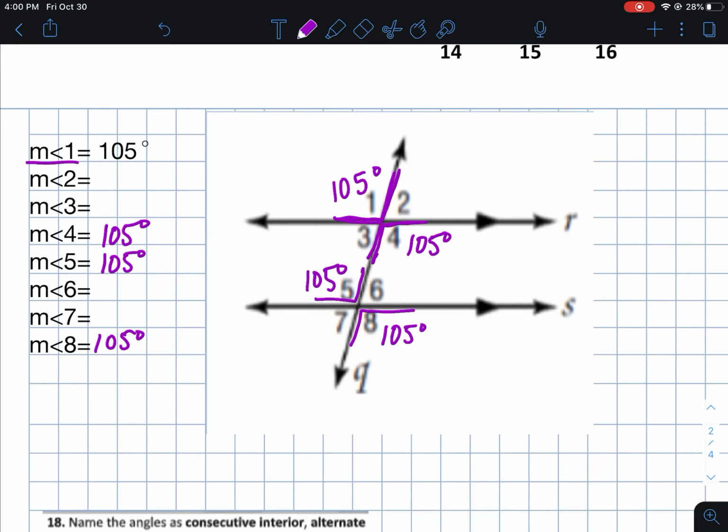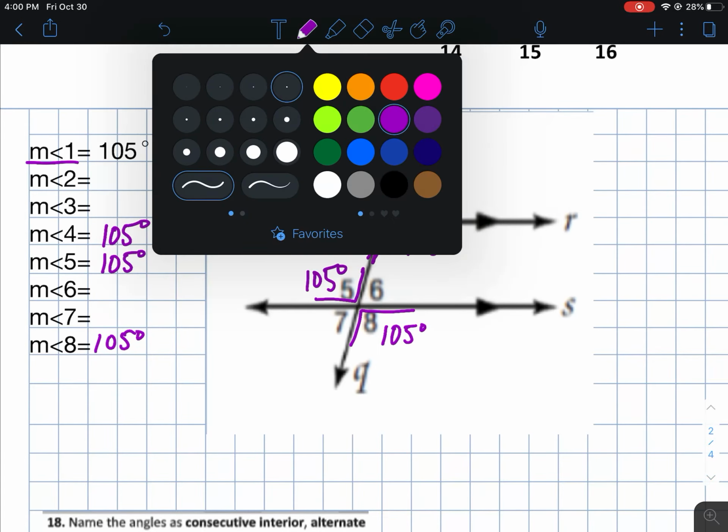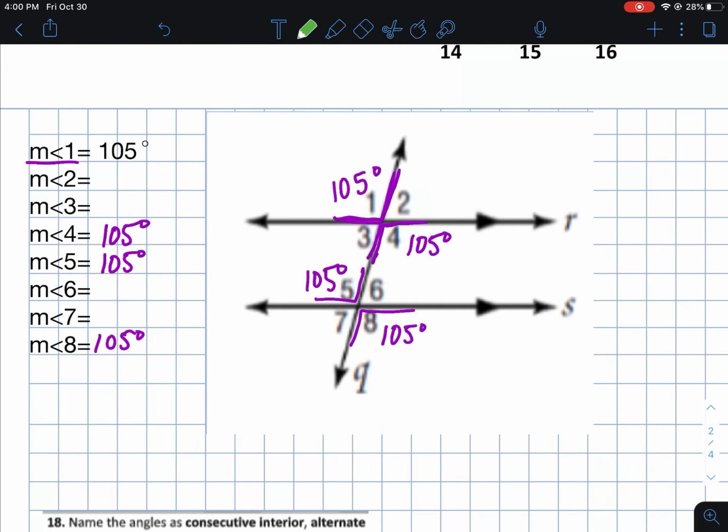Now we're going to go ahead and do the acute angles. So how do we figure out this one? How do we figure out angle 2? Well, angle 1 and angle 2 make a linear pair, so just subtract from 180. When you do that, you should get 75. So this is 75 degrees, and all of these also are 75 degrees. So all the acute angles are 75 degrees.